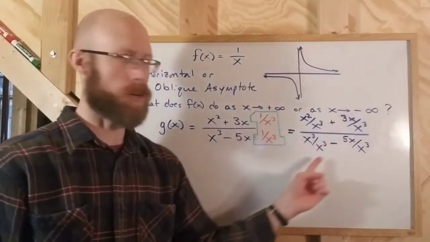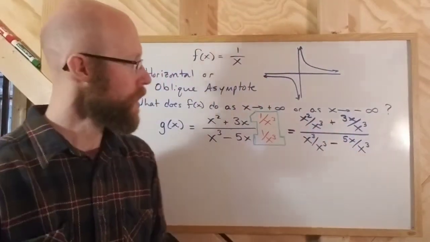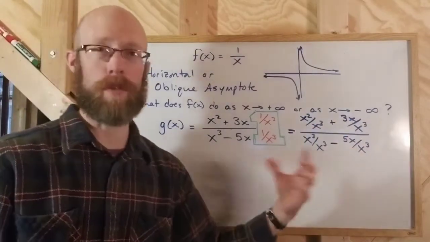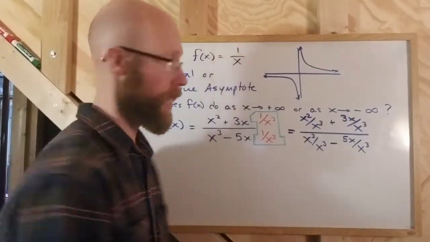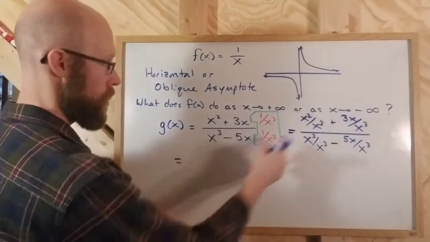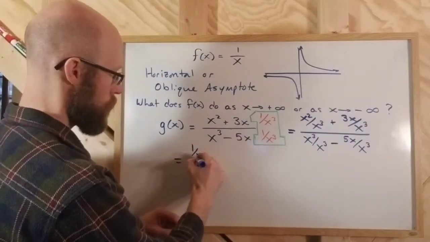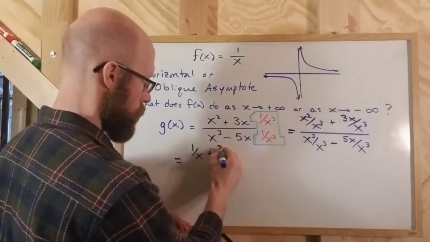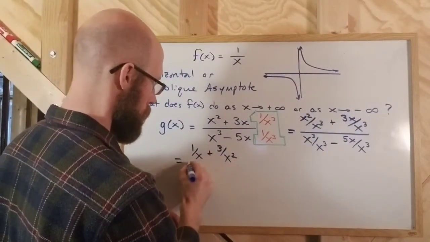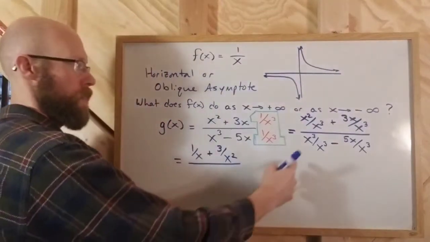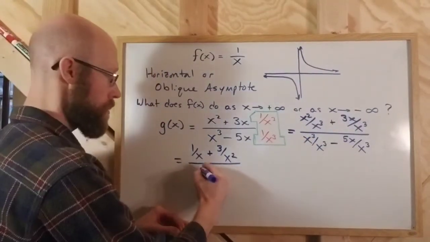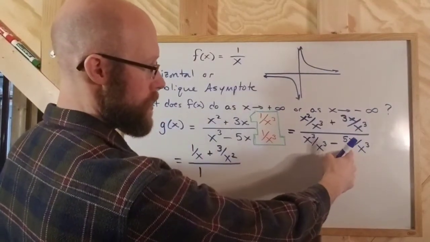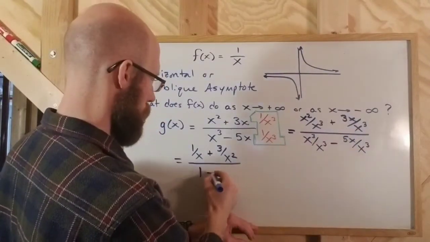Well, if I go through and try to reduce each of these, I'm going to end up with the majority of these terms having an x on the bottom in the end, right? So I'm going to end up with 1 over x for the first term. Second term is 3 over x squared. Here I get 1, right? X cubed over x cubed is just 1. And here I get minus 5 over x squared.